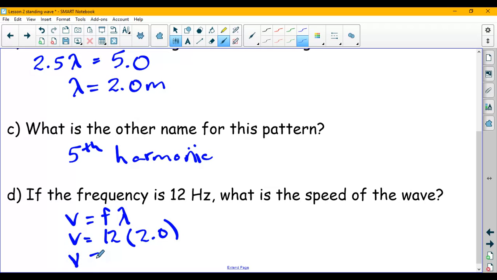The math in this isn't hard. It's thinking it through. It's understanding the patterns that is the hard part of these questions. Remember, the equation will come out in speed, so meters because my wavelength's in meters, and per second because remember hertz is frequency, which is the waves per second. There you go. All done.